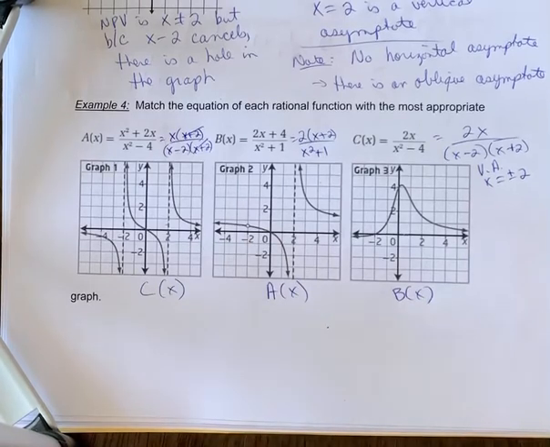So when you have your matching questions, most of the time you can just use your asymptotes or holes in the graph and restrictions to find the corresponding graphs to equations.